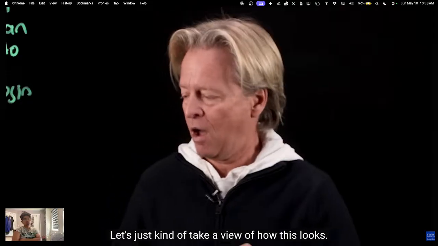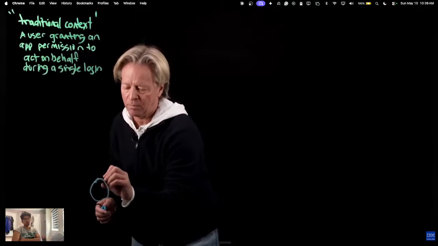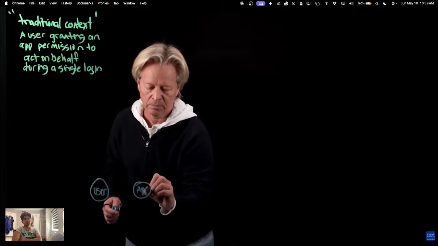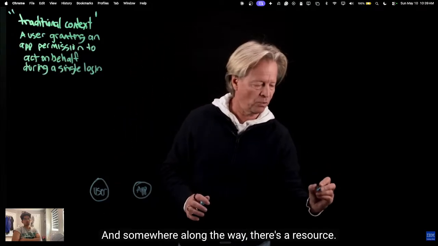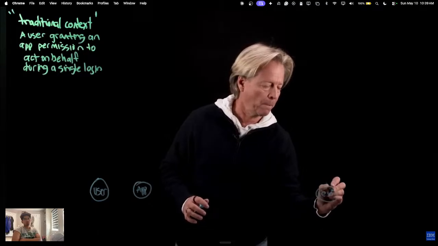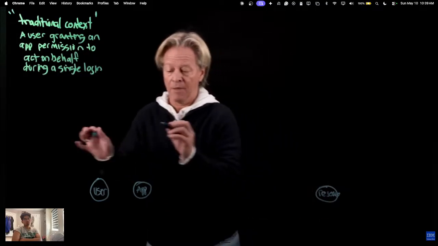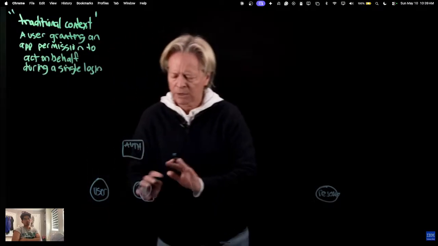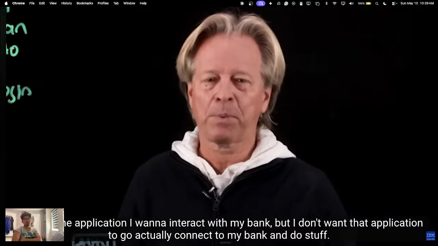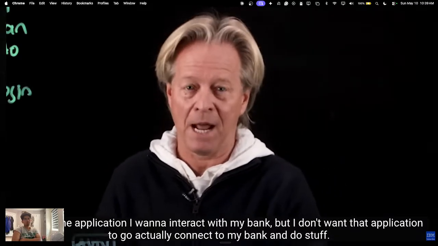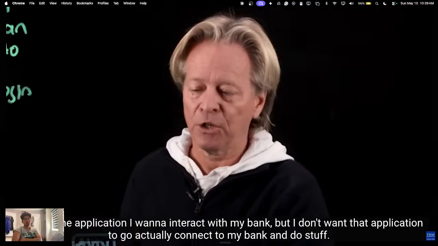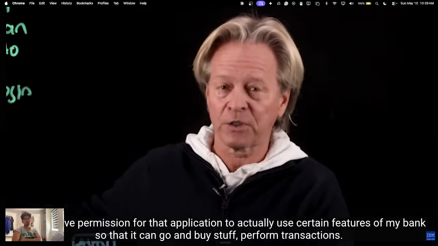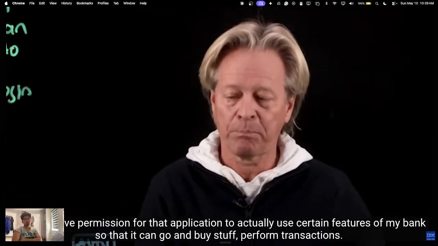So let's draw this up. Let's just take a view of how this looks. So we have a user. They're interacting with an application. And somewhere along the way, there's a resource that they're trying to tap into. And then, as I mentioned, we have this authorization that happens. So let's just do a quick example. I have some application that wants to interact with my bank, but I don't want that application to actually connect to my bank and do stuff. I want to give permission for that application to use certain features of my bank so that it can go and buy stuff, perform transactions.